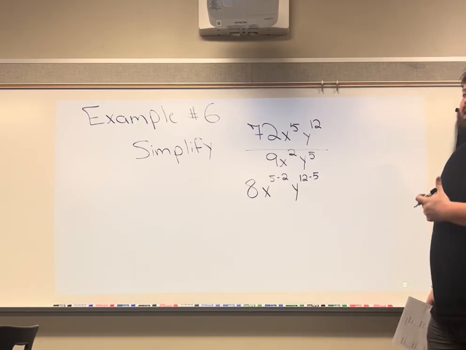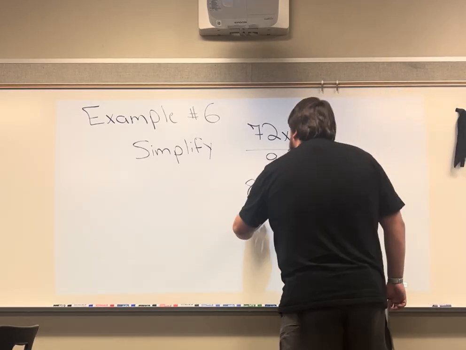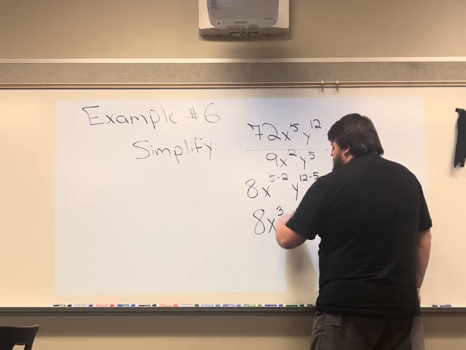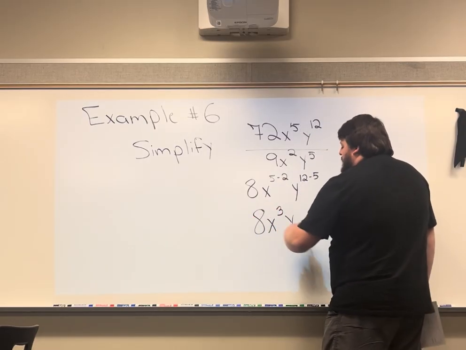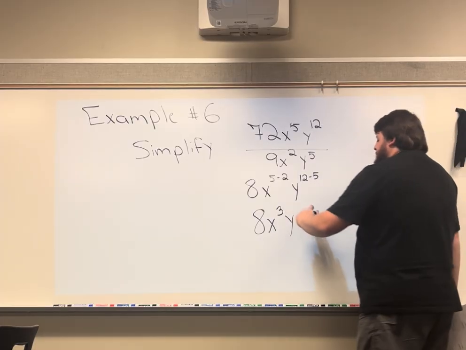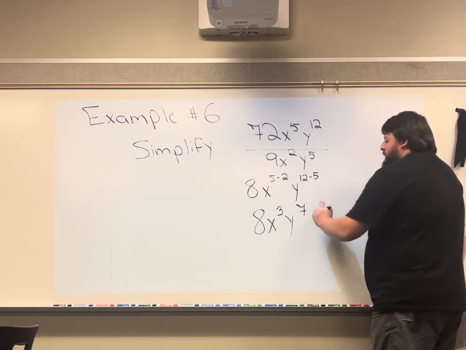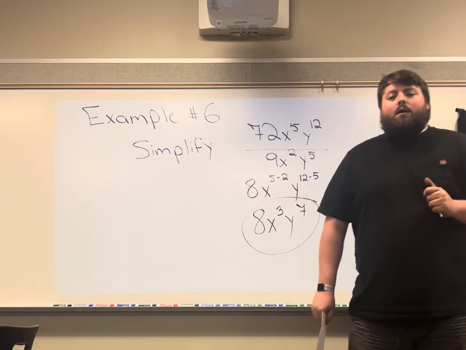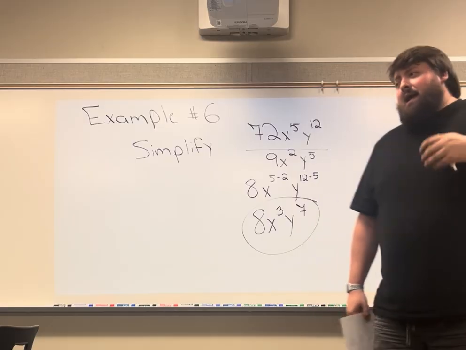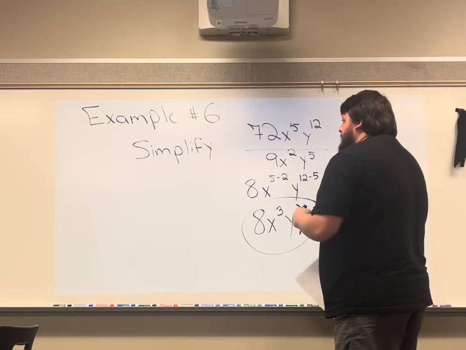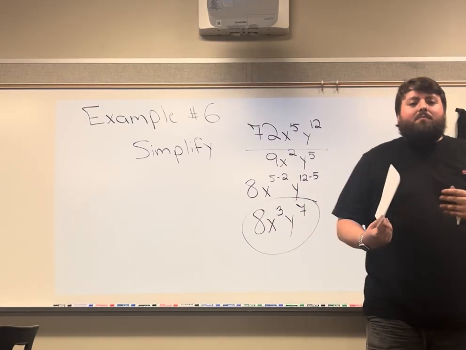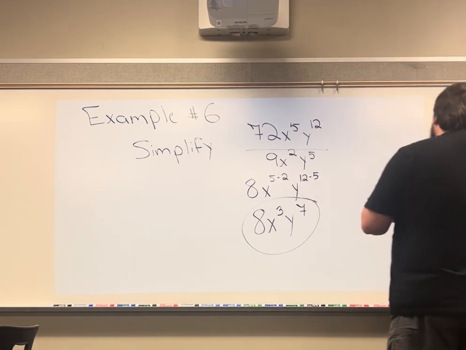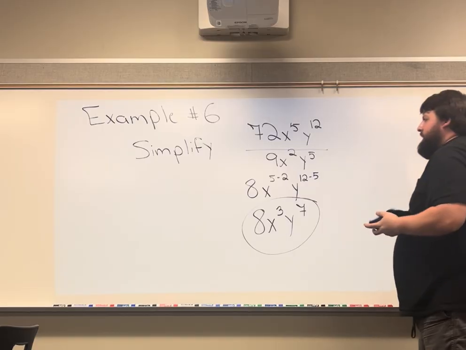Now we go back and we do that subtraction with our exponents. So I have 8x to the 5 minus 2 gives me 3, so x to the 3rd. y to the 12 minus 5 gives me y to the 7th. So I have 8x to the 3rd y to the 7th. As we go through that, example 6 is the last problem for the multiplying and dividing monomials. So we worked our way through that.